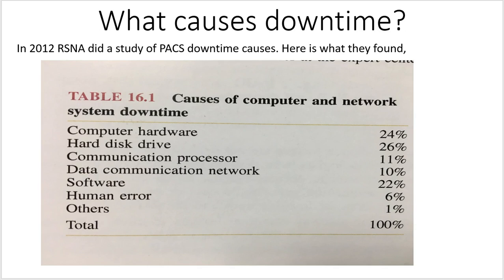Communication processor, 11%. Data communication network, 10%. Software, 22%. Human error, 6%. 6% of your downtime could be caused by humans. Very dangerous creatures.